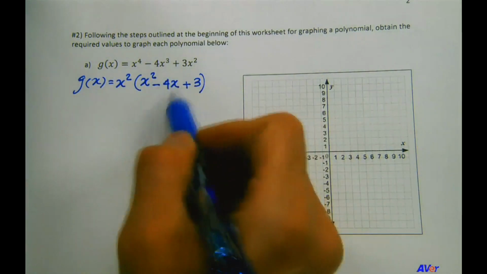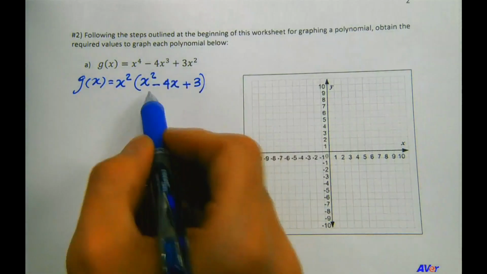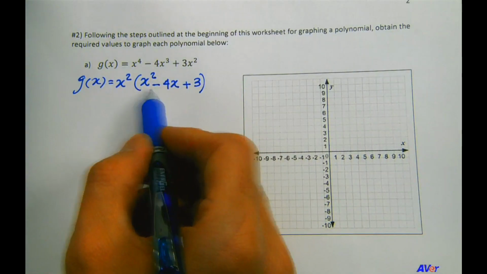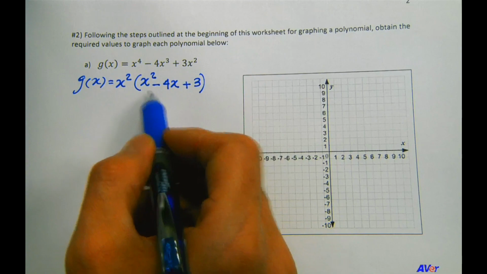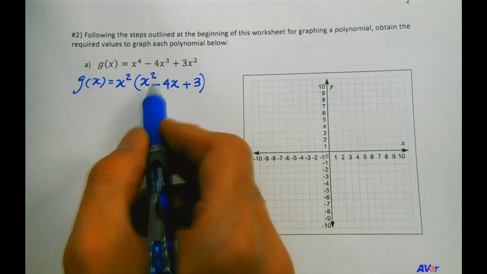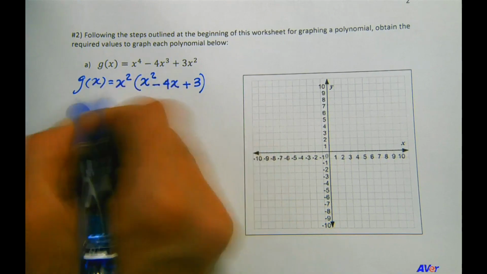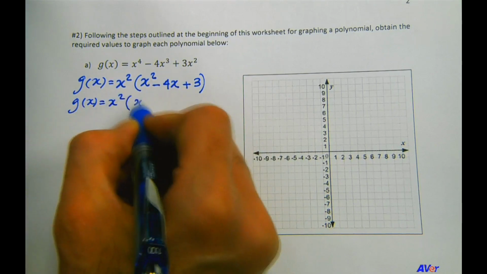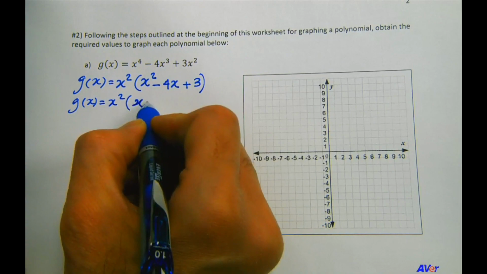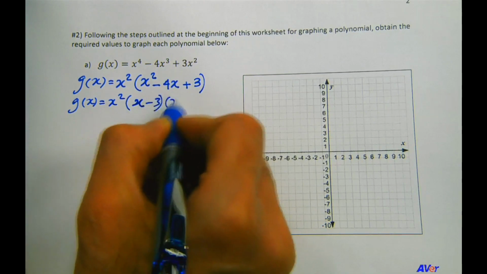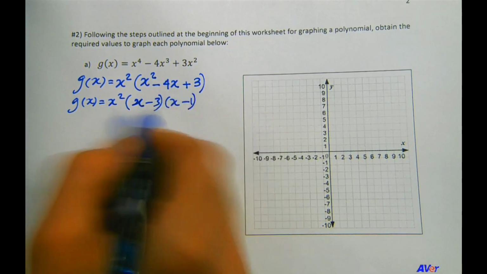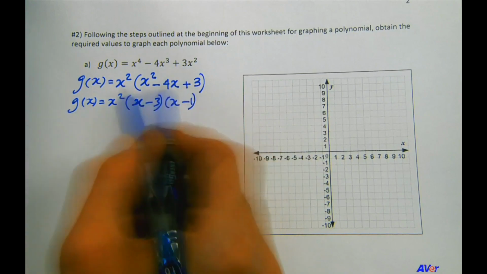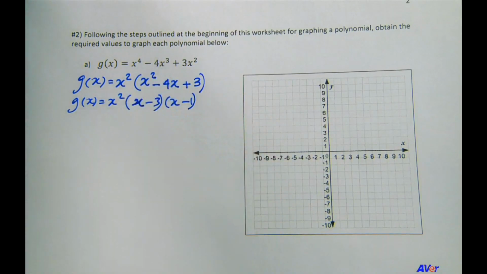So we're okay with the factoring here, but can we stop here, or can we factor this a little more? We can factor this a little more, right? This is an easy quadratic function to factor. So let's factor it. We would end up with x minus 3 times x minus 1. So that's the full factorization of that original expression. Okay, so now we have the factors.